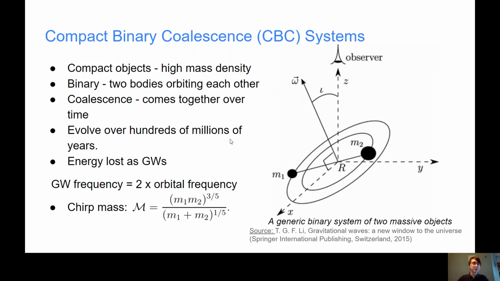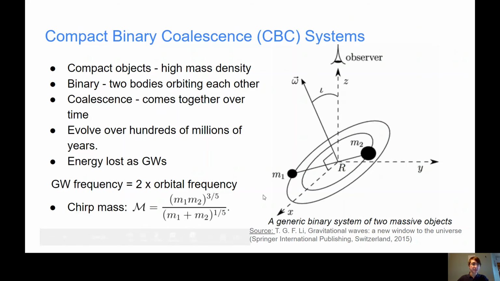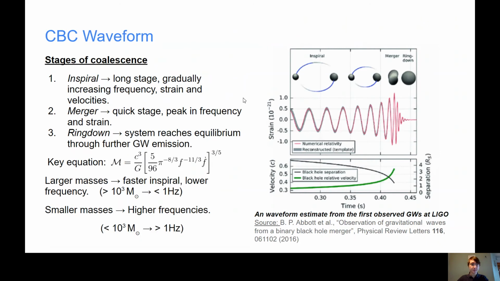By modeling these systems, it is possible to predict the masses of the compact objects involved by comparing gravitational signals to these models. An important quantity in these models is the chirp mass, as described by the equation here. By obtaining the chirp mass of the system, researchers are then able to find good estimates for the individual masses M1 and M2. From the waveform, we can identify three stages of coalescence: the in-spiral, the merger, and the ring-down.